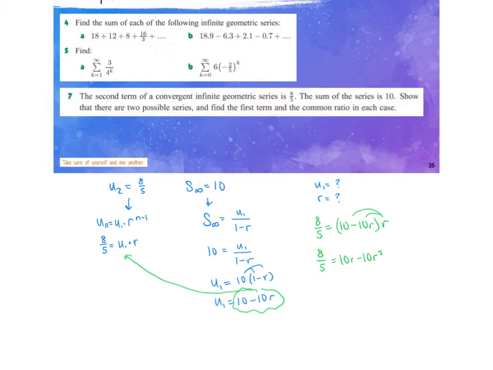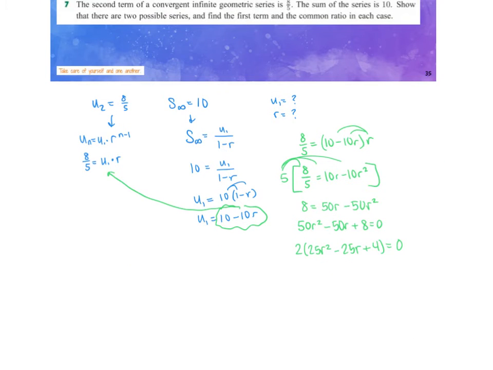And to clear the fraction, I'm going to multiply every term by 5. So I have 8 equals 50r minus 50r squared. And here we have a quadratic. So I'm going to move everything to the left side. So I have positive 50r squared minus 50r plus 8 equals 0. I'm going to go ahead and factor out a 2. So I have 25r squared minus 25r plus 4 equals 0.